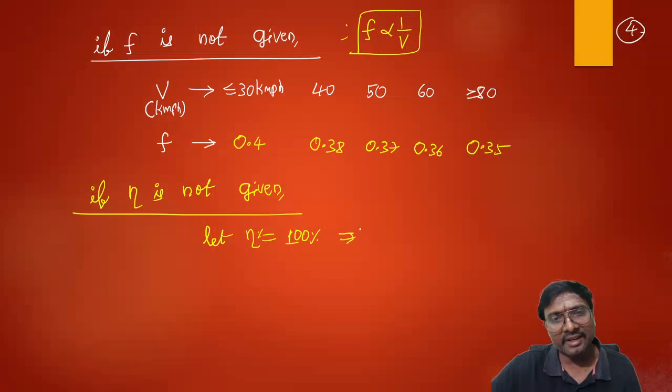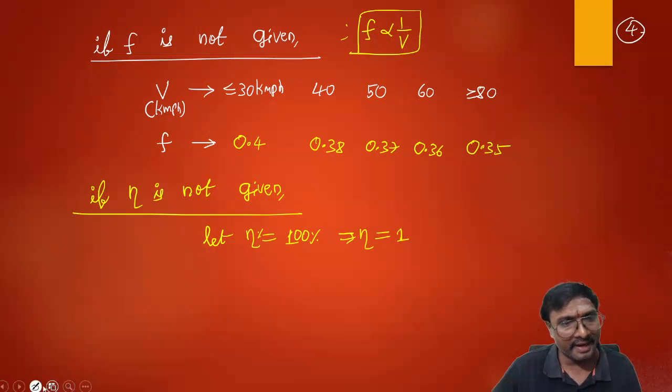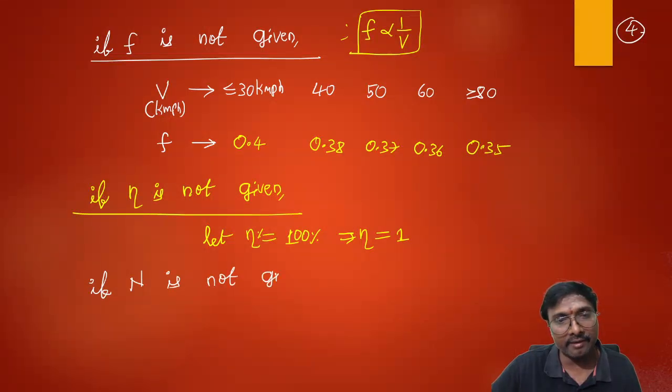So that means eta in terms of decimal value 1 we have to substitute, right? Next, suppose if gradient n is not present in the question, as I already mentioned, if n is not given in the question, then what do we need to take? If gradient n is not given in the question, then you take n equal to 0.